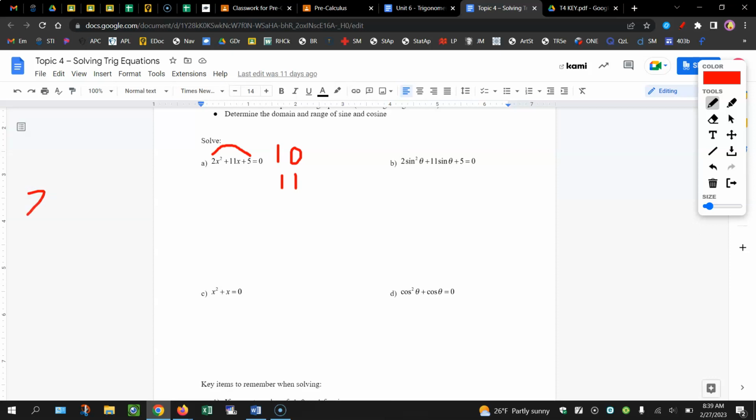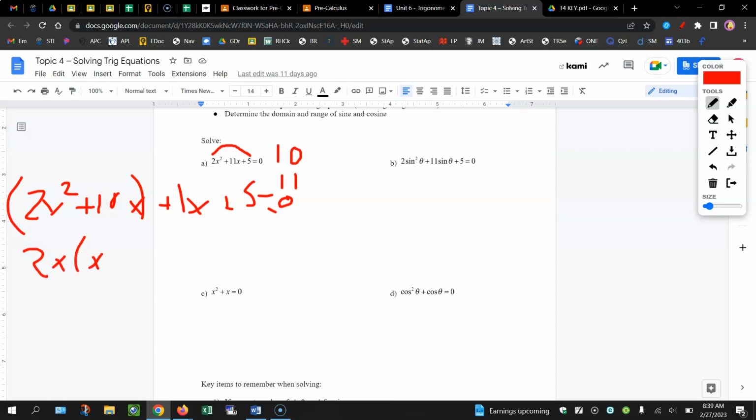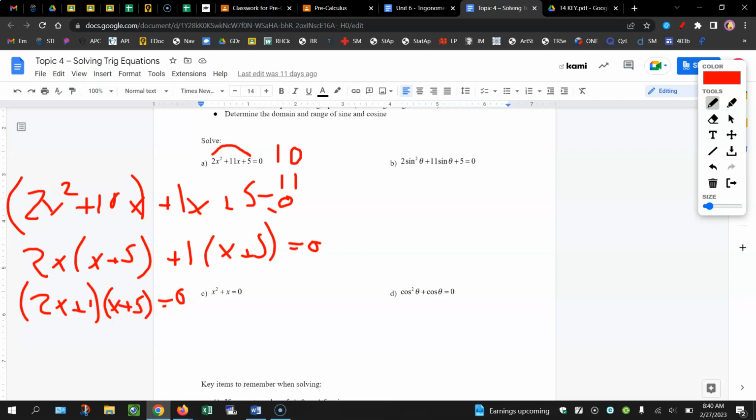So what you're going to have here is your 2x squared. The numbers that multiply to 10 that add to 11 are 10 and 1, so plus 10x plus 1x plus 5 equals 0. And then you're going to find the GCF of the first two, 2x times x plus 5, plus 1 times x plus 5 equals 0. And this is going to turn into 2x plus 1 times x plus 5 equals 0. And you'll get x equals -1/2, x equals -5. So that's factoring by grouping.